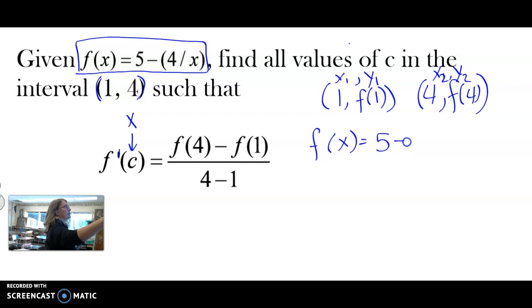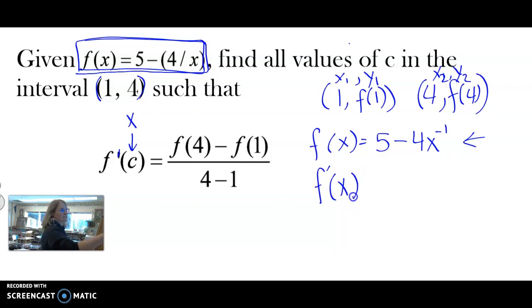I'm going to rewrite f of x first. So I have 5 minus, and I have an x in the denominator, it's 4 divided by x. Let's bring that up, and to do that, it's going to change the exponent to a negative. So f of x can be written like the original, or we can rewrite it like this, which is going to make it easier for us to take the derivative. So let's find f prime of x. The derivative of 5 is 0. Drop the negative 1 in front. Negative 1 times negative 4 is going to be positive 4.